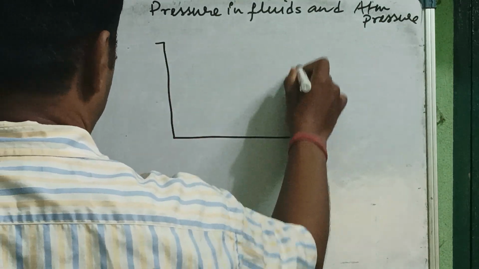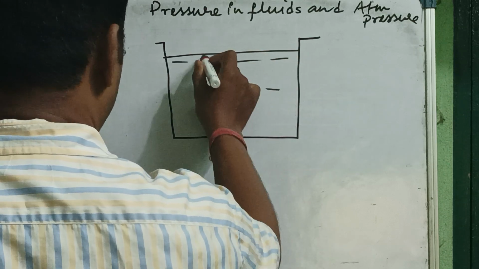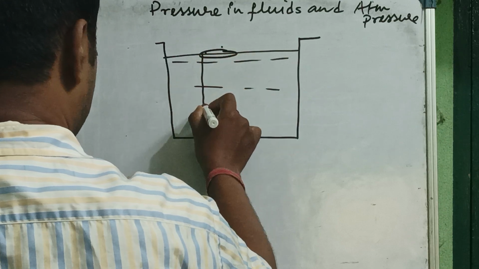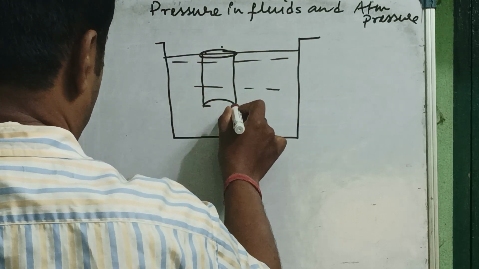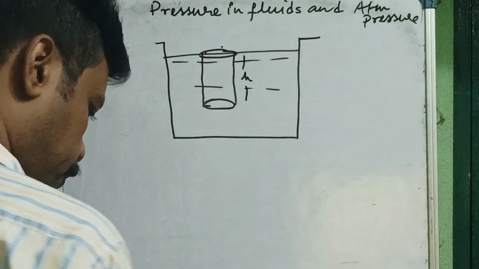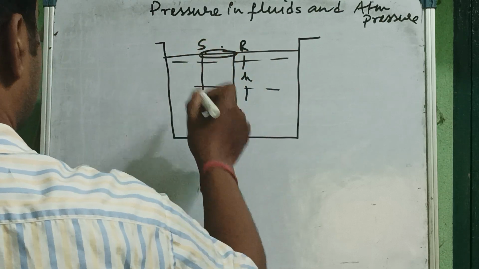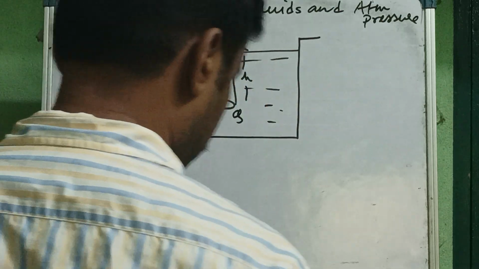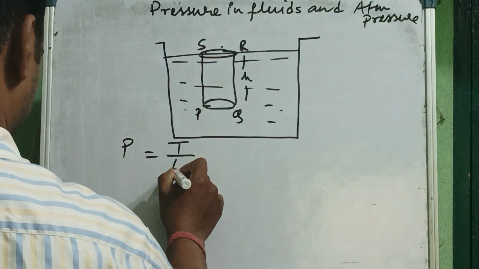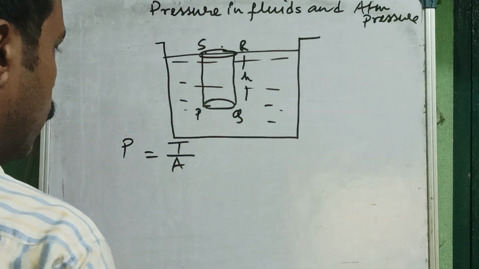Let's take a vessel containing water, and in this vessel there is a cylinder. The height of this cylinder is taken as h, and the cylinder is named PQRS. We know that pressure equals thrust by area. So we have to calculate the liquid pressure.